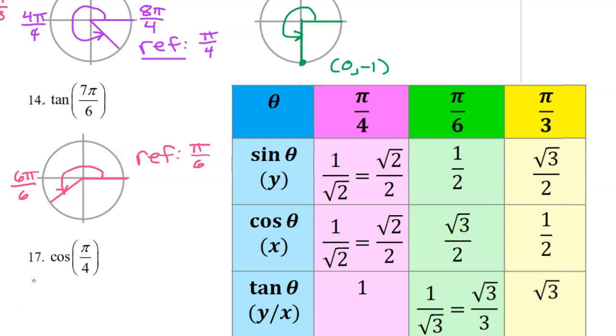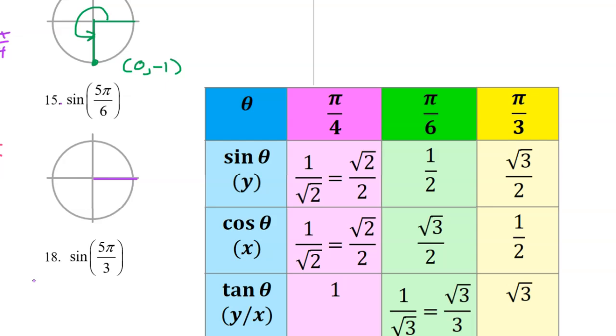So, looking at the reference angle, since the tangent of pi over 6 is 1 over radical 3, the answer will either be 1 over radical 3 or negative 1 over radical 3. Remember that tangent is the slope of the terminal side, and in the third quadrant the slope is positive. So we will leave the answer as positive 1 over radical 3. Or you could put radical 3 over 3, which means the same thing.